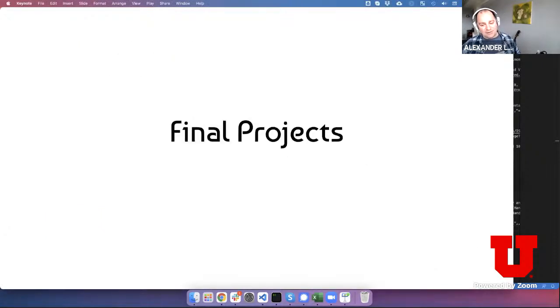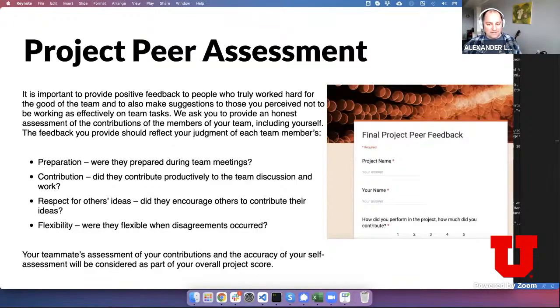For the final projects, first, please remember to fill out this project peer assessment. We sent out the link via Slack in the announcements channel, so if you haven't done that already, it is kind of important for us so that teamwork is also fairly rewarded. We want to see whether there were any hiccups with the teams.